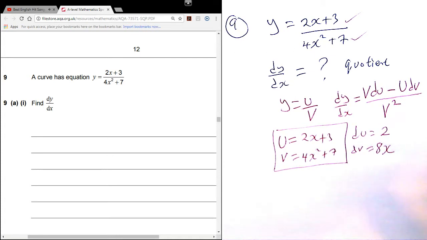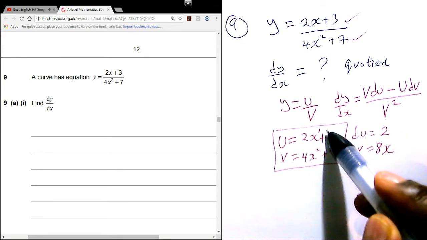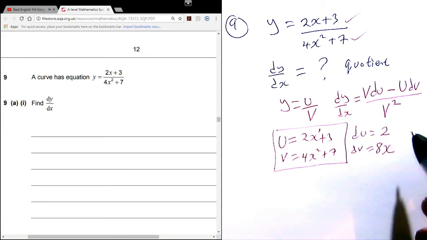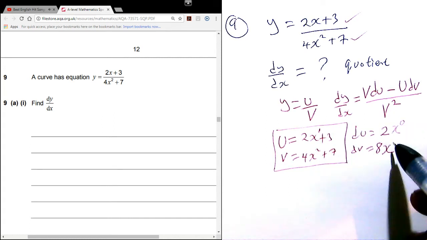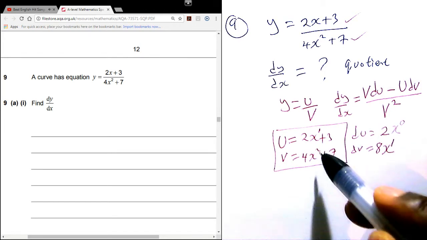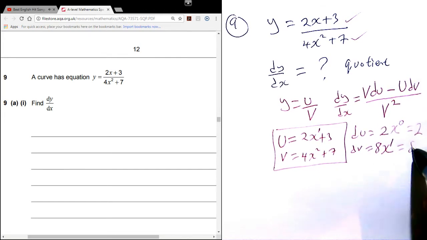And that's it. Because when it comes to differentiation, you always multiply by the power and take 1 away from the power. So I could have had x to the power of 0, because when you take 1 away from 1, and x to the power of 1, because when you take 1 away from 2. But what's the point? That's just 2 anyway, and that's just 8x.